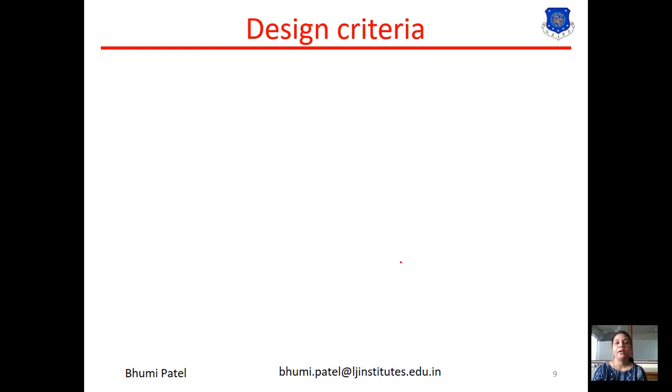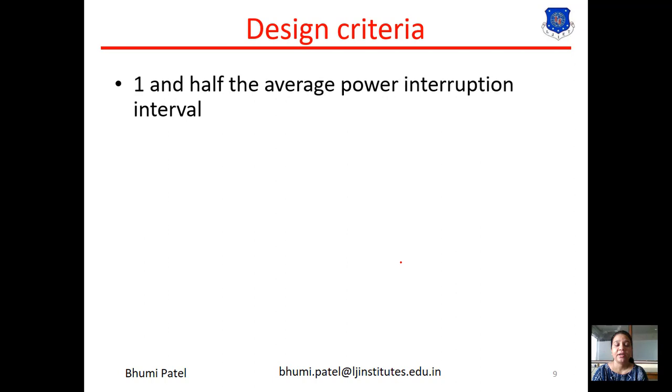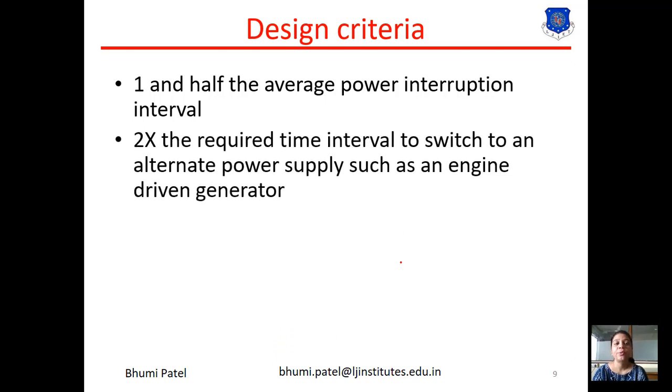Now in the control panel, some of the design criteria to design a control panel, as well as the time requirement. So the first design requirement is 1.5 times the average power interruption interval. Always we can get the interruption interval, it is 1.5. Next one is 2x the time interval required to switch to an alternate power supply such as an engine driven generator. If we want to alternate the power supply in the same control panel, the time interval is 2x.